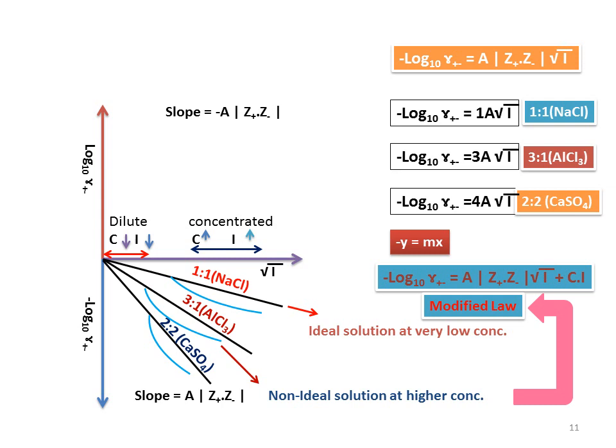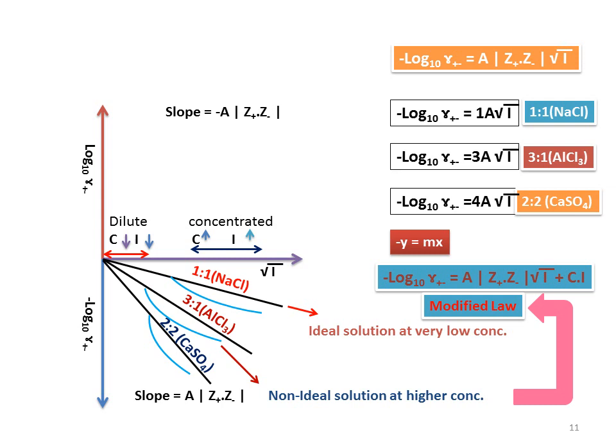Okay, here is some graphical explanation of the Debye-Huckel law, and here we will see why it is called the Debye-Huckel limiting law. We have taken three salts. One is NaCl, which is univalent, second is AlCl3, which is trivalent, and then calcium sulfate, which is bivalent.